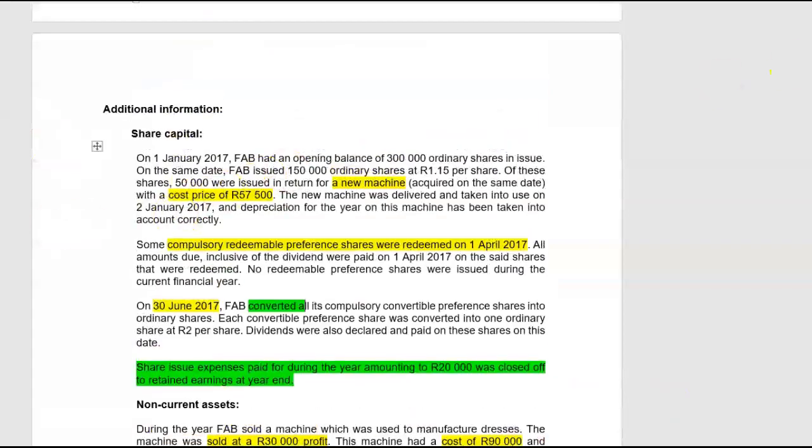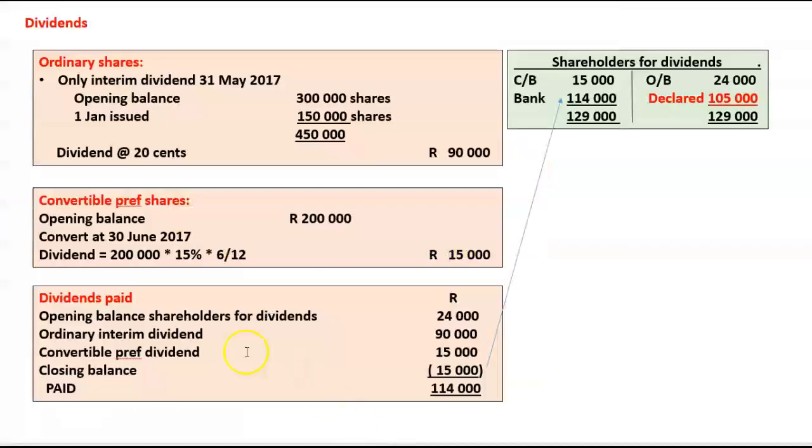So if we want to work out dividends declared on ordinary shares for this year, it would have been that 300,000 which we had initially, plus the additional 150,000 shares that we have actually issued during the year. So remember that 50,000 was included there because I said of these shares 50,000 were issued. Okay. So in total we had 450,000 ordinary shares at the date of interim dividend declaration. The dividend was 20 cents a share, so that will give us 90,000 rand. 450,000 times 20 cents, 90,000 rand.